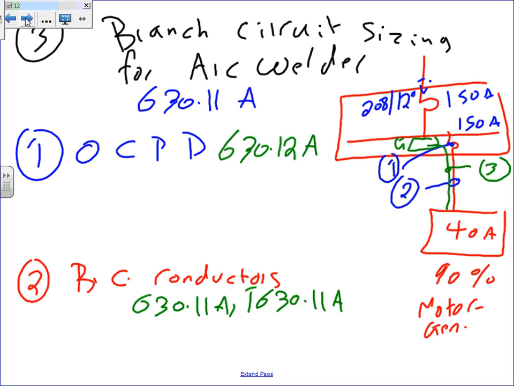Okay, it's a little bit tricky here. When you do an overcurrent protection device for a welder, it's a little bit tricky, and I need you guys to bear a little bit with me. So if you look at the branch circuit, we're going back to the arc welder. The branch circuit for the arc welder.